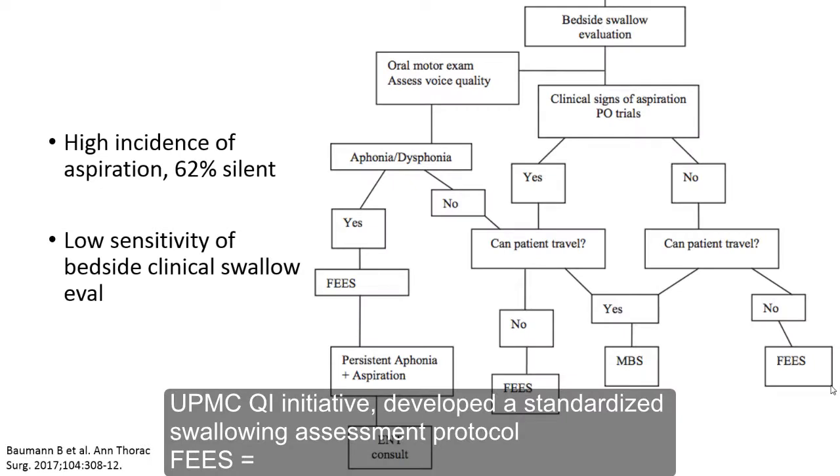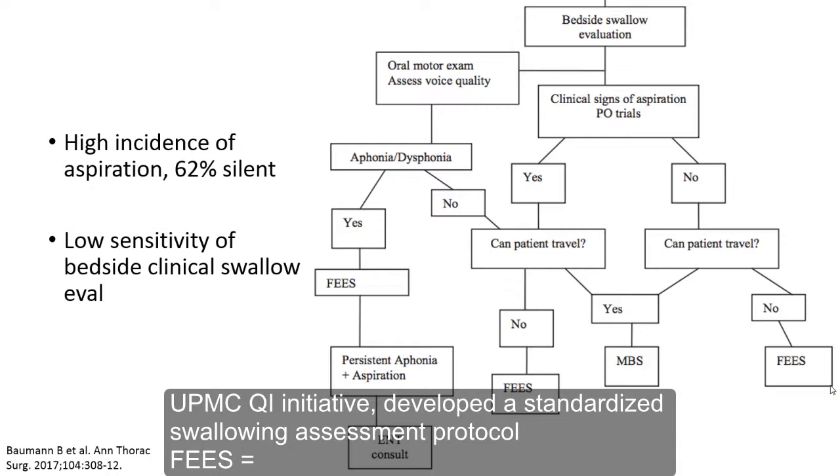Then, 10 years down the road, Duke came out with some more information on this, which I think is, actually this is UPMC, sorry, which is really interesting, and I think this is a little bit more relevant to what we should be doing now. So once again, they found a very high incidence of aspiration, and about 62% of those were silent. So once again, if we're not testing for it, we're not going to find it. So that really goes against the idea that we can just have a nursing bedside exam, because they might be having silent aspiration that we're not seeing.